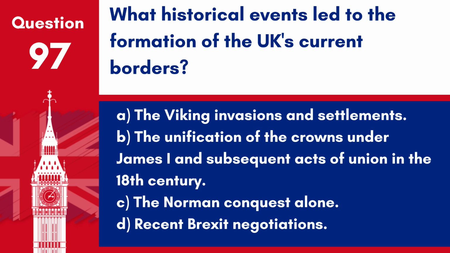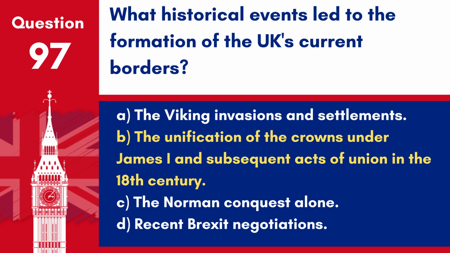Question 97. What historical events led to the formation of the UK's current borders? A. The Viking invasions and settlements. B. The unification of the crowns under James I and subsequent Acts of Union in the 18th century. C. The Norman conquest alone. D. Recent Brexit negotiations.